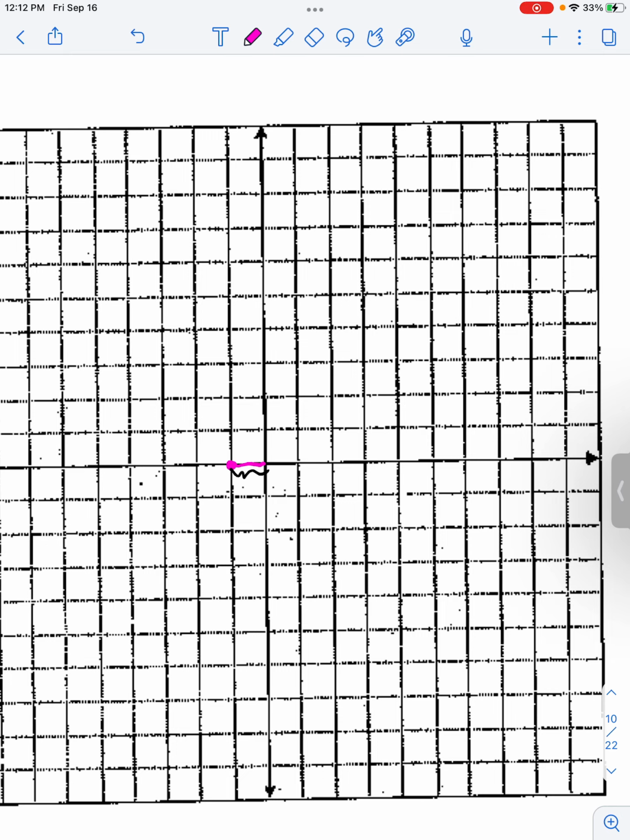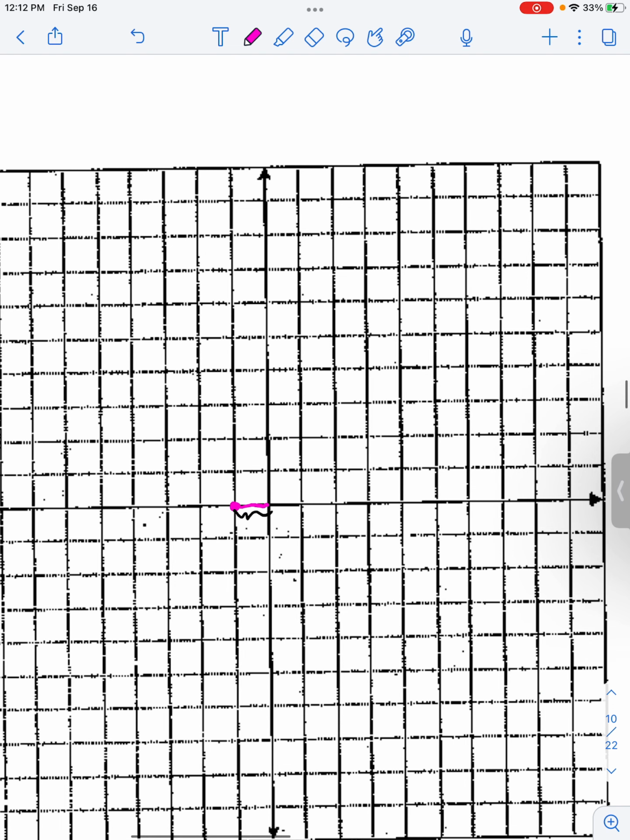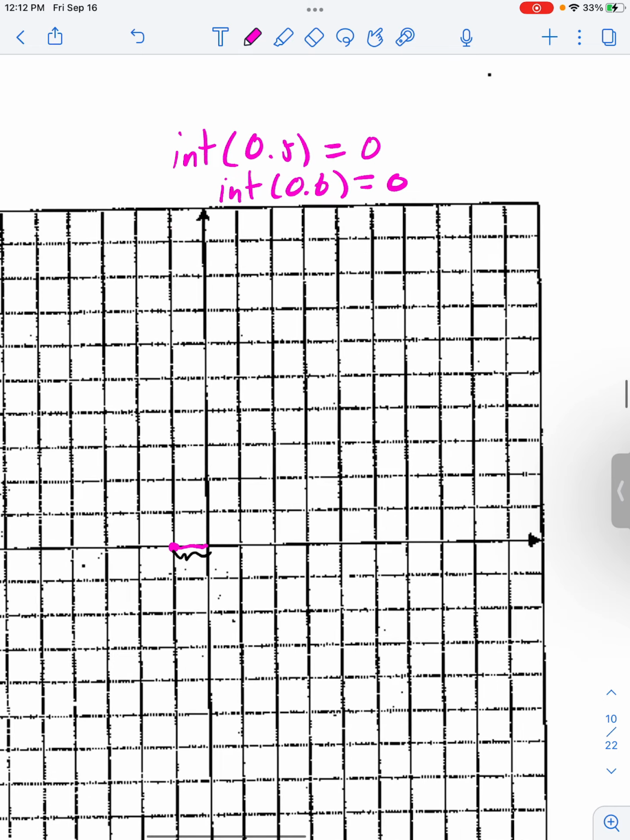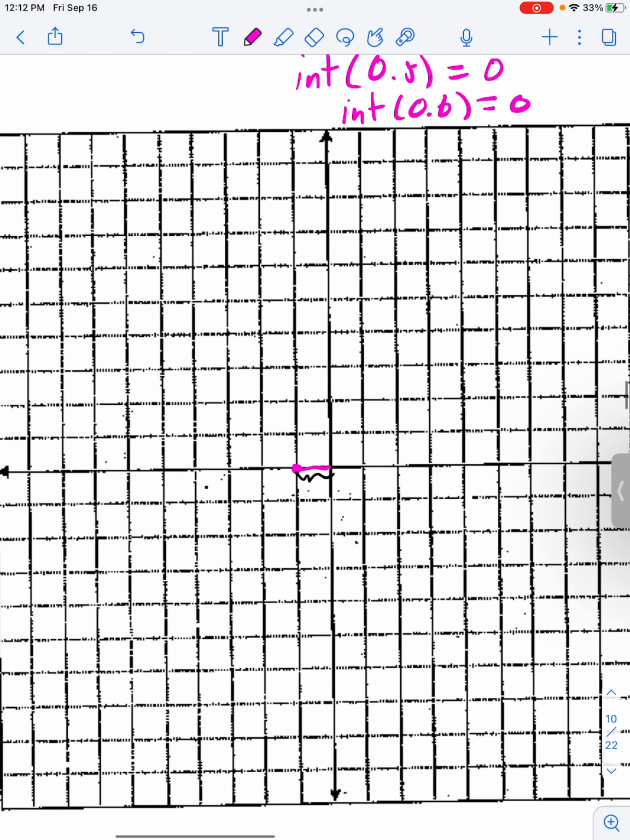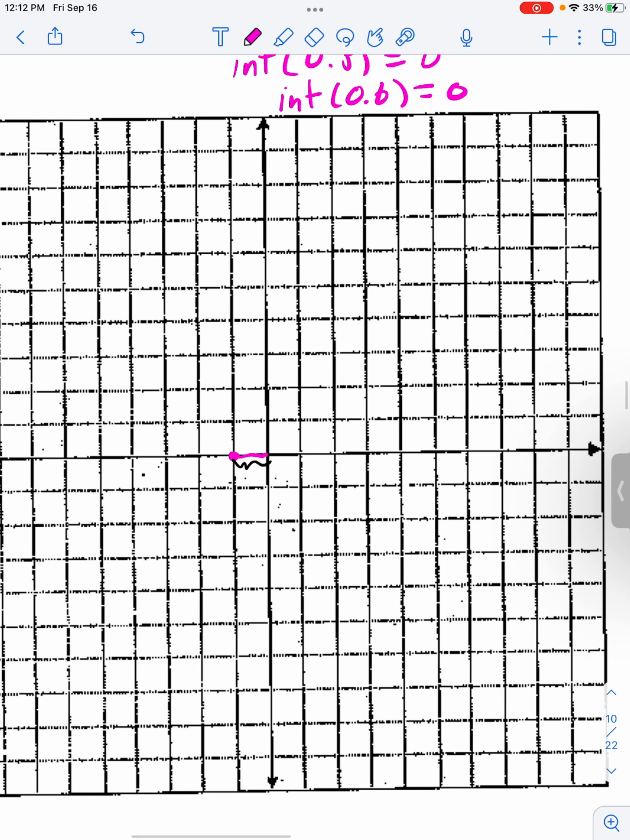Okay? Right? If we put int 1/2, the next integer below 1/2 is 0. Int of 0.6, same thing. The next integer below 0.6 is 0, and so on, okay? I made that on the wrong side of my axes, didn't I? Sorry.